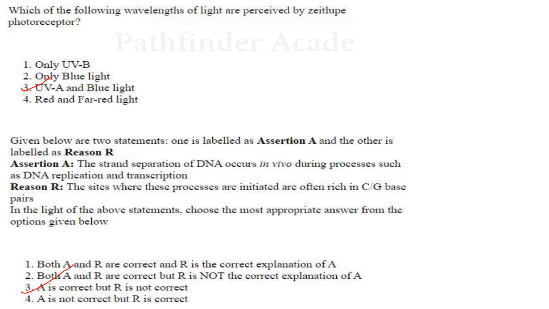CG base pairs have 3 hydrogen bonds, so it is difficult to break them very fast. But AT rich means they have only 2 hydrogen bonds, so they can be easily broken. So in such sites, it will usually be AT rich base pairs. So A is correct but R is not correct. Answer is option 3.